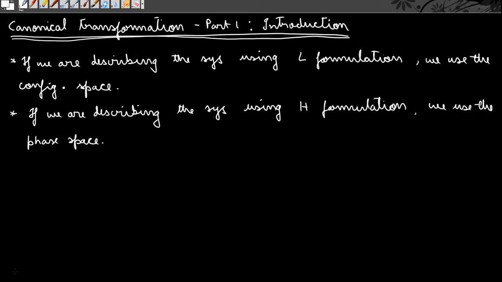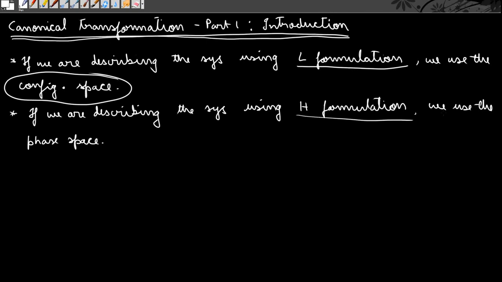We have already seen in our previous lecture that when we are describing the system using our Lagrangian formulation, we make use of the configuration space, and if we are describing the system using the Hamiltonian formulation, we make use of the phase space. Now, first let us consider the Lagrangian formulation.